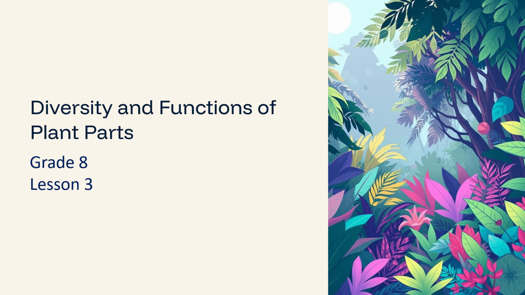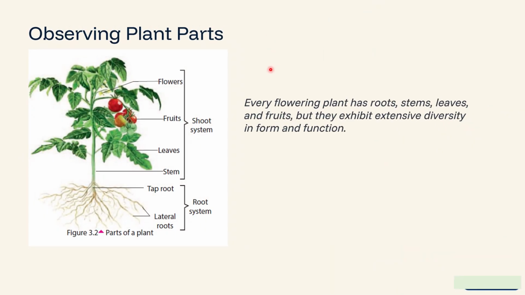Today in this video I am going to explain grade 8 lesson 3, diversity and functions of plant parts. Observing plant parts. Flowers, fruits, leaves and stem belong to the shoot system of the plant. Taproot and the lateral roots belong to the root system of the plant. Every flowering plant has roots, stems, leaves and fruits, but they exhibit extensive diversity in form and function.